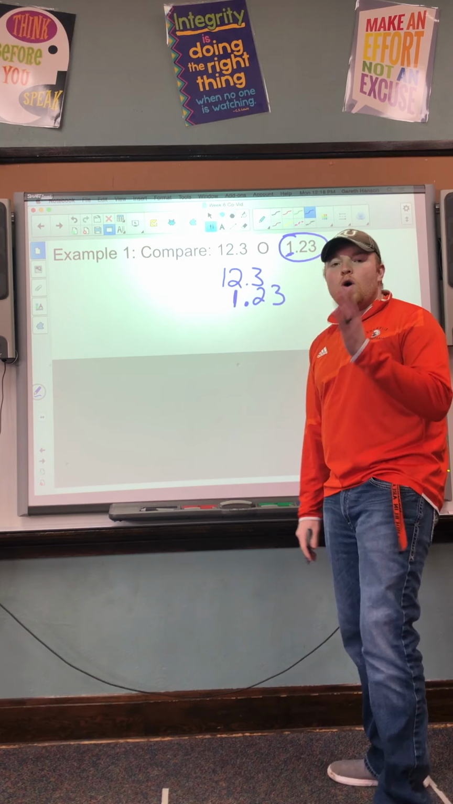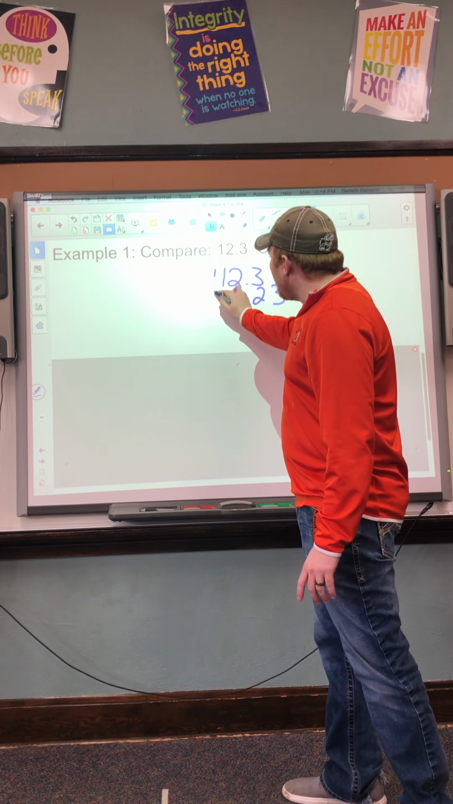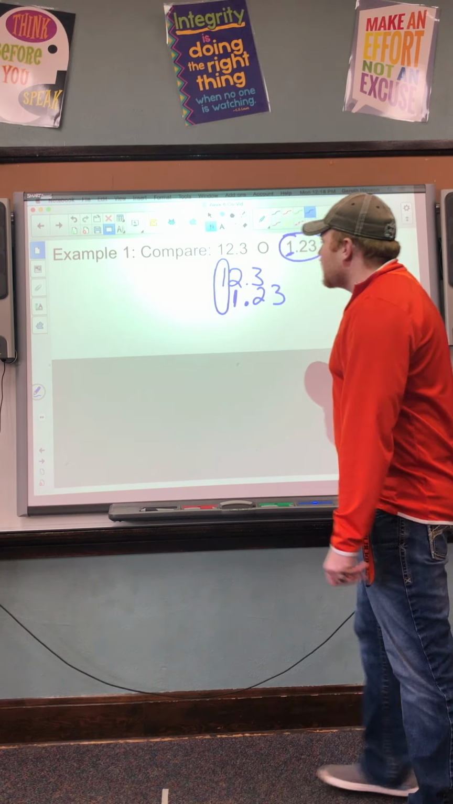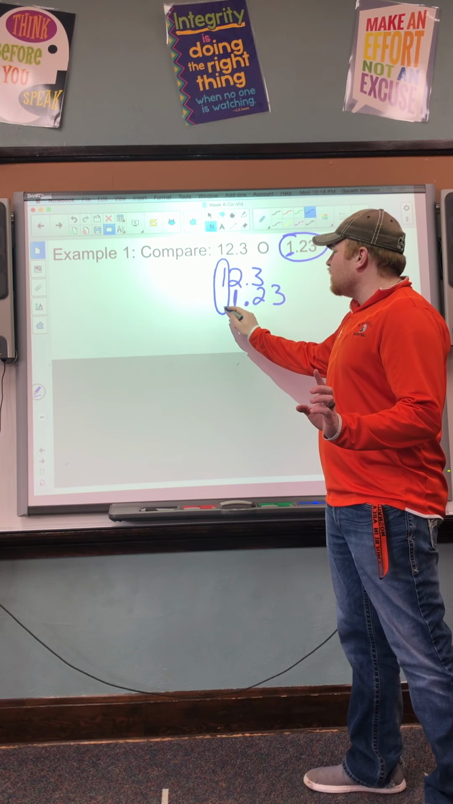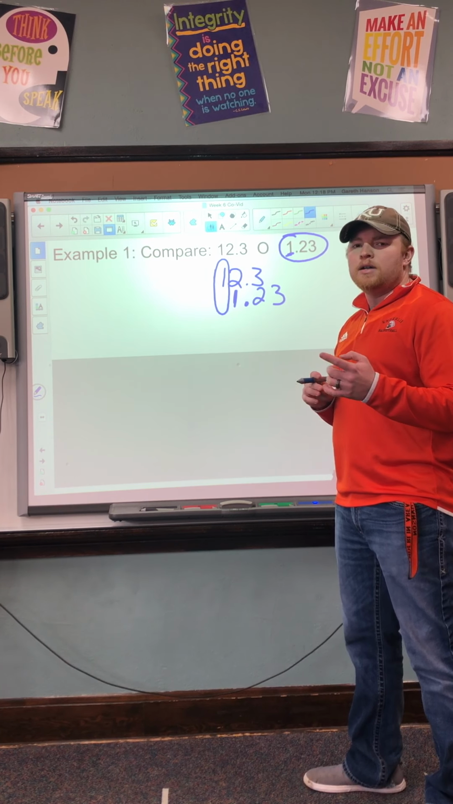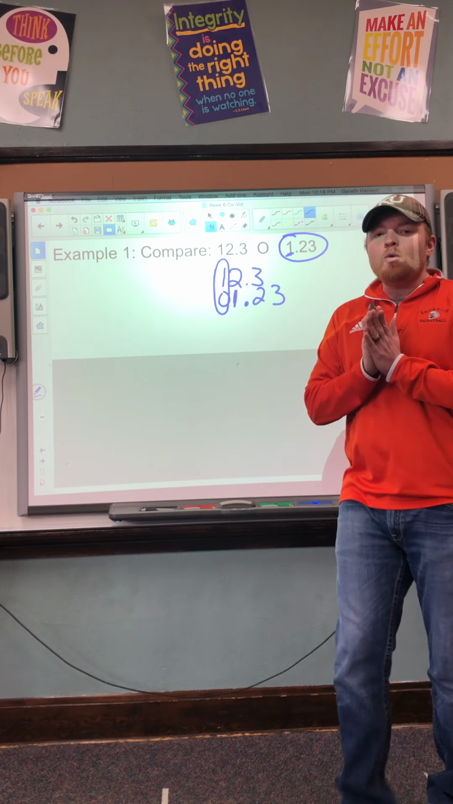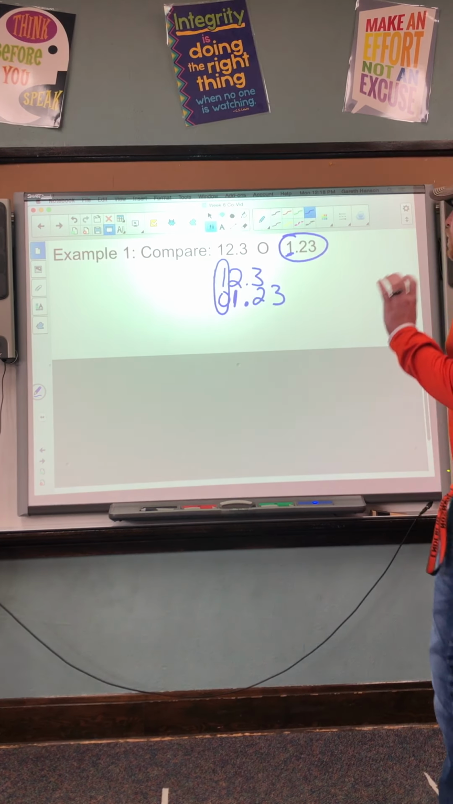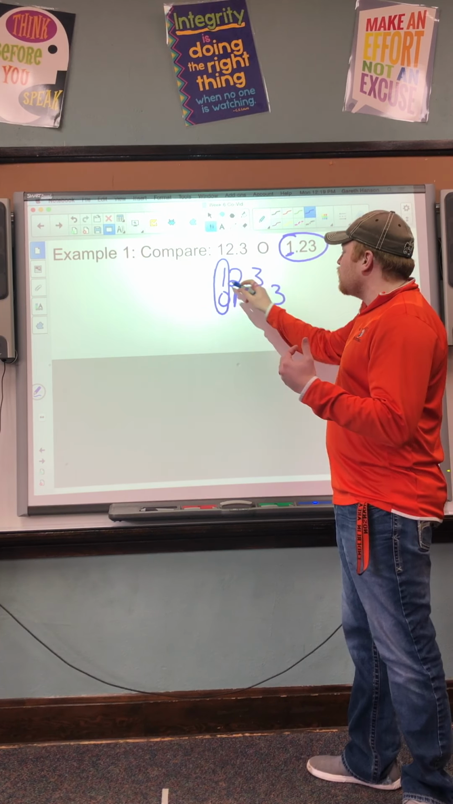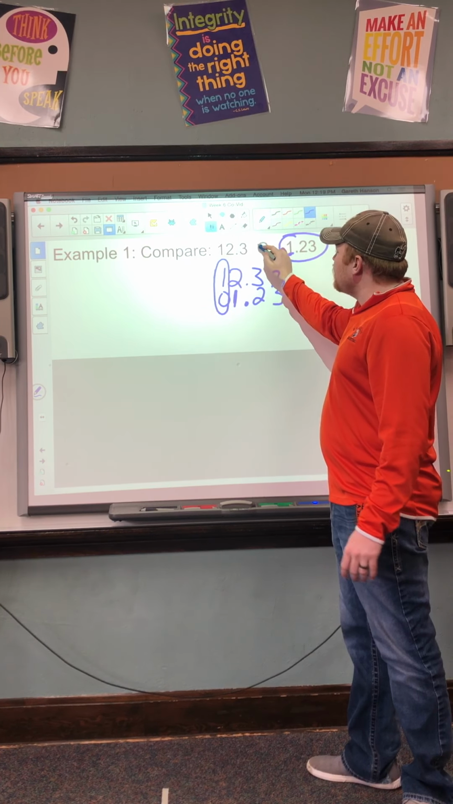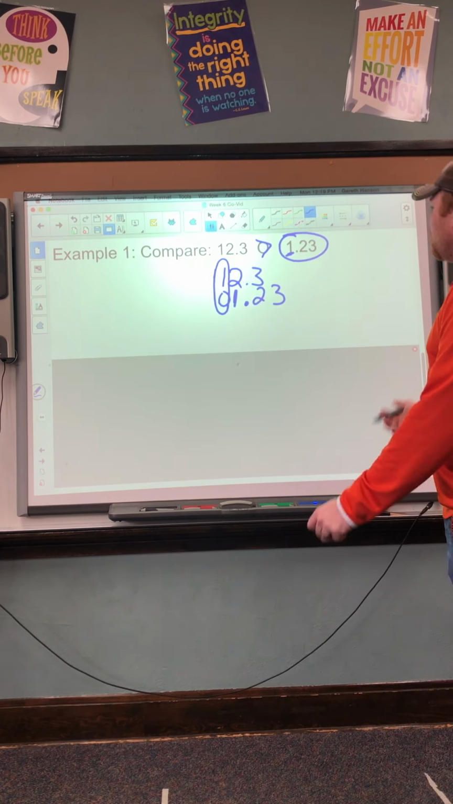Now, going from left to right, you compare the numbers. First column, the top number has a 1 in the tens place, and the bottom number doesn't have a number in the tens place, so we would put a 0. Right away we know there's a difference. Which one's greater, the 1 or the 0? The 1 is. So that tells us that 12 3/10 is bigger than 1 23/100.